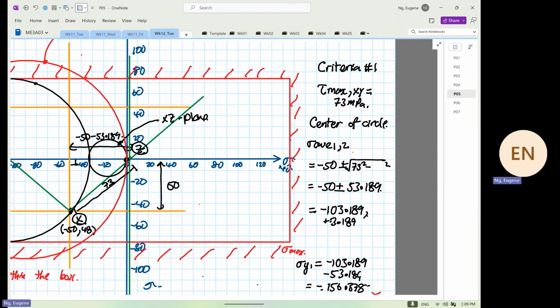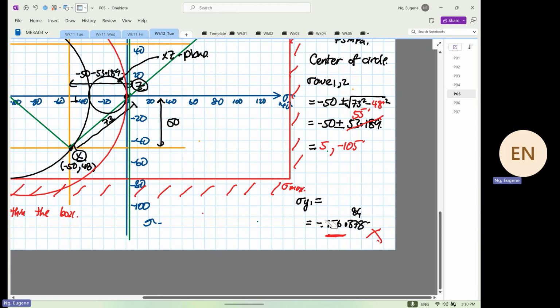Yeah, it's not the line. It's my number. I do apologize. Okay, so 73 squared minus 48 squared is equal to 55. So this will become 55 minus 50 plus or minus 55. So it's 5. And then the other value is 55 plus 50 is 105. So from here, you have 105.